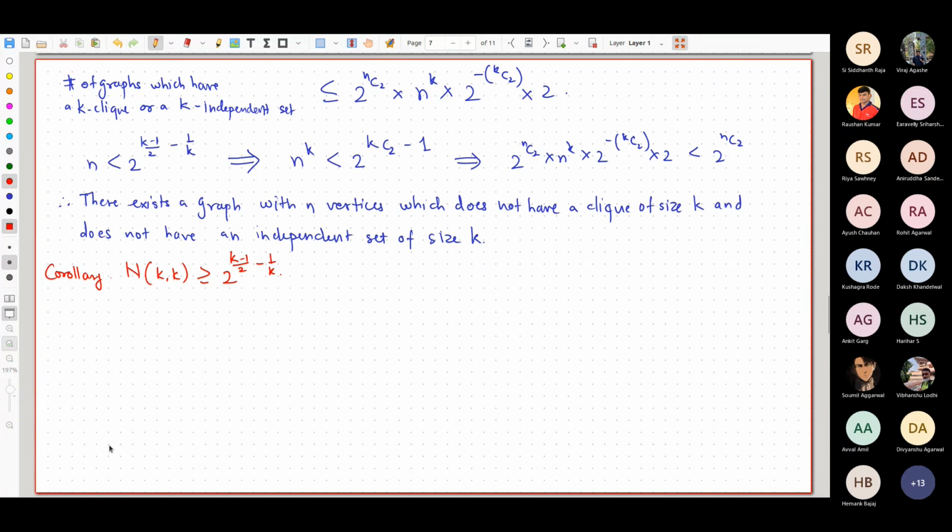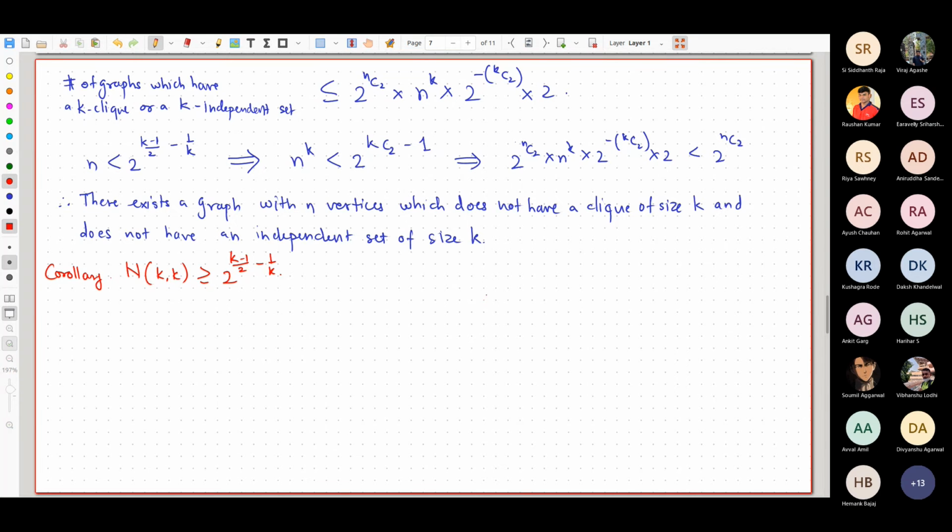Okay, any questions? Is there anything which is not clear, something which is partially clear, something which you would like me to explain once again? Sir, can't we get a much better bound of n is less than or equal to k choose 2 minus 1 from this? Less than or equal to what? n is less than or equal to k choose 2 minus 1.